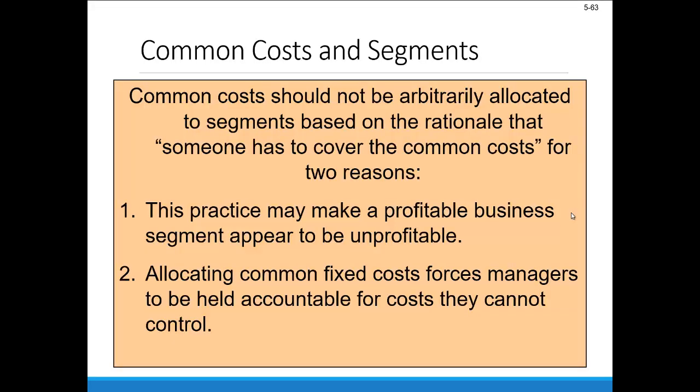And then finally, just to reiterate here, common costs, all else equal, shouldn't be arbitrarily allocated to segments based on some idea that someone has to cover the common cost for at least two reasons. One, it might make the segment look unprofitable or less profitable. And two, allocating common fixed costs really forces managers to be held accountable for costs they can't control. So we're violating what's known as the controllability principle. We should only be allocating things to managers or holding them responsible for things under their direct control.